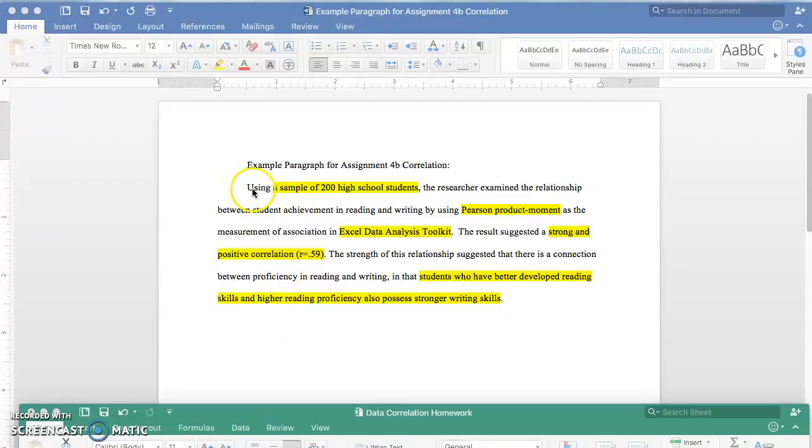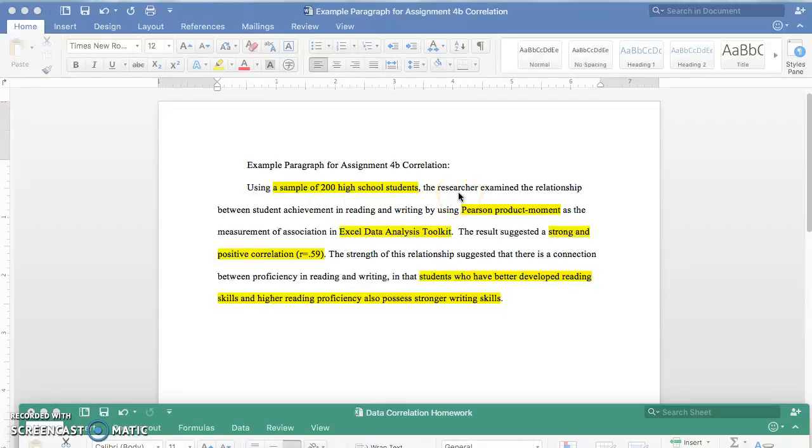So this is the paragraph of reporting based on the data analysis you did in assignment 4B. Using a sample of 200 high school students. Remember, this information you got is from the description of the assignment. A lot of people missed this part, the sample size. So I want to point this out. For later assignments, please include the sample size.